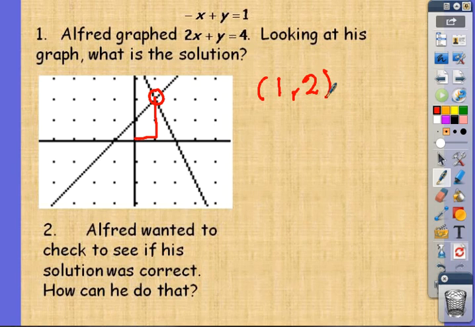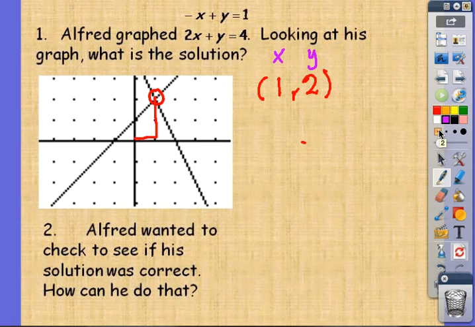That's all it is. Okay, Alfred wanted to check to see if his solution was correct. How can he do that? How can he check to see if 1, 2 really is the solution to these two equations up here? We see visually on the graph that it's the solution because it's where they intersect. What if he graphed it wrong? How can we check? Cece? Plug them into each of the equations. So this is your x and this is your y.